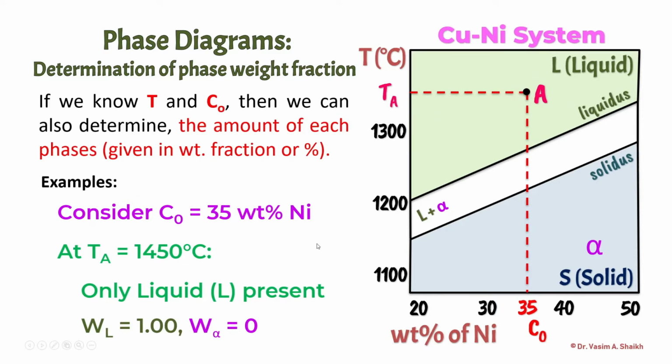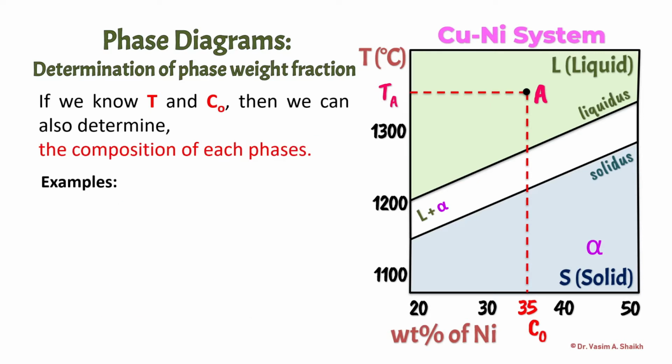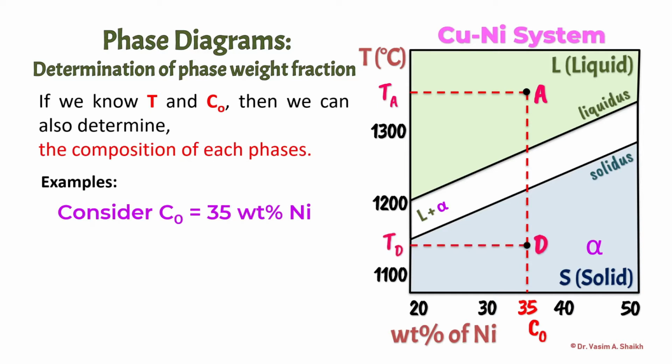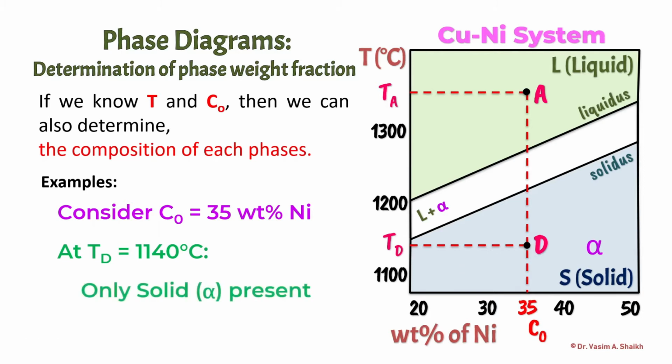So let us move on to the next one. Again consider the original composition as 35, and now we'll take point D as our example. At point D the temperature is given as 1140, and the phase present is, again, a solid phase, because this is below the solidus line, and in the blue area the entire phase is solid. So pretty easy to understand.